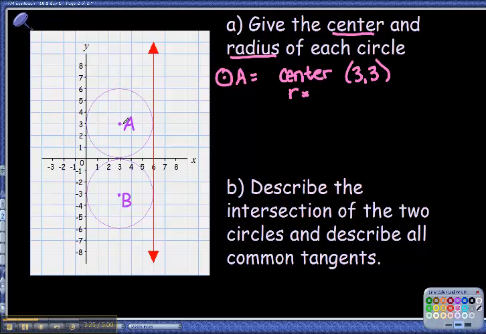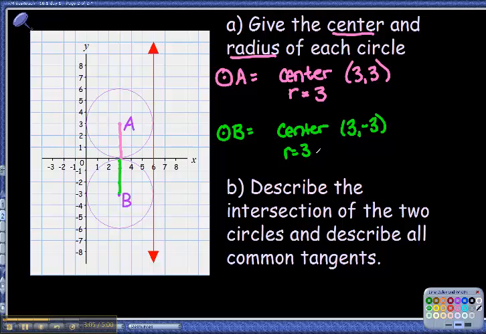It's usually easiest to take a look at either the horizontal or the vertical distances when you're counting these, because then we can just count units rather than having to figure out the distance formula and where those points exactly are. Notice that it's 1, 2, 3 spaces from the center to that point on the circle, so the radius here is 3. Now, circle B. Its center is located at the ordered pair of 3, -3. And its radius, if I count its distance from that center to the circle, there's 1, 2, 3 spaces. So that radius is also 3.